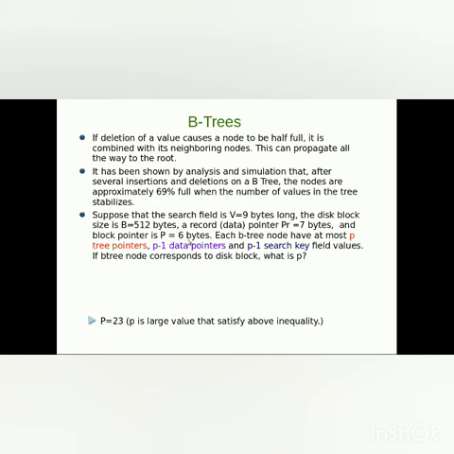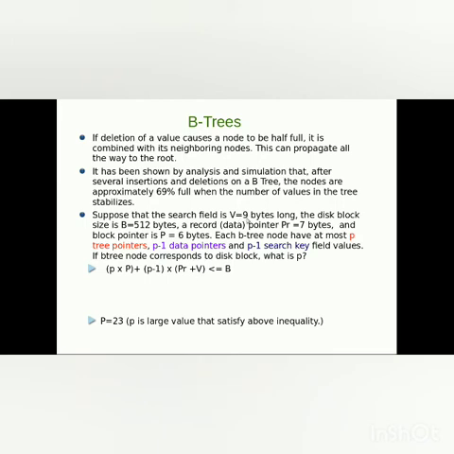The number of entries possible in a block of 512 bytes, given the size of each of the fields. Now how many tree pointers can you have? Let p be the number of tree pointers and p minus 1 the number of key values as well as data pointers. Therefore, what is the inequality you can write? You can write: p times P, where P is the size of the tree pointer, plus p minus 1 times PR, the size of the data pointer, plus V, the size of the key field.